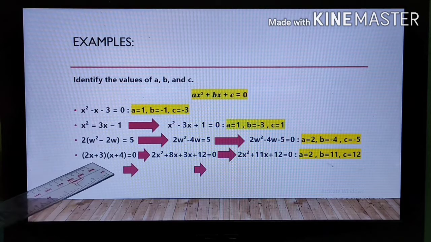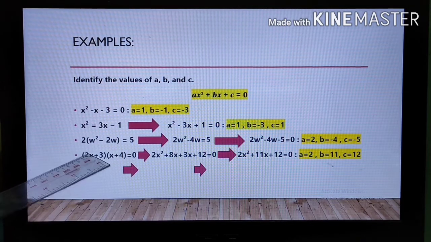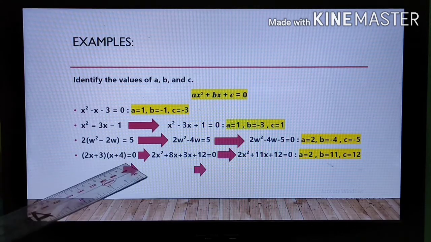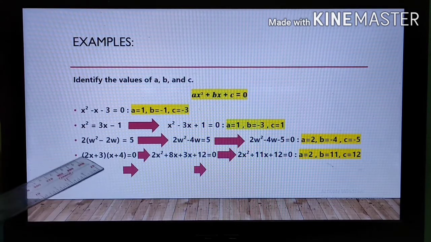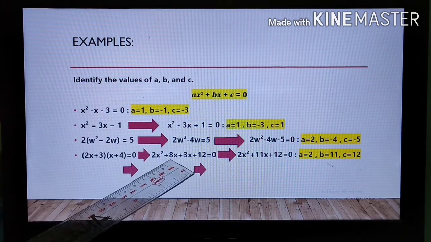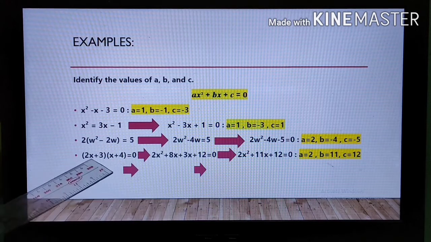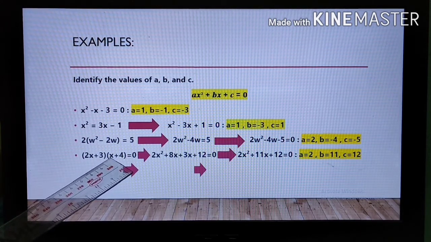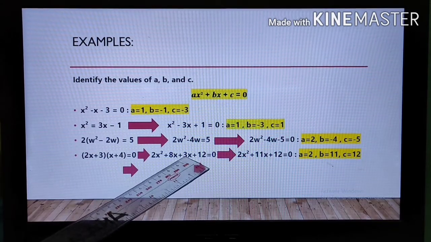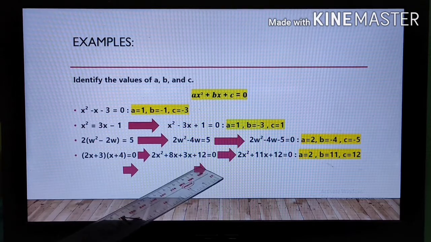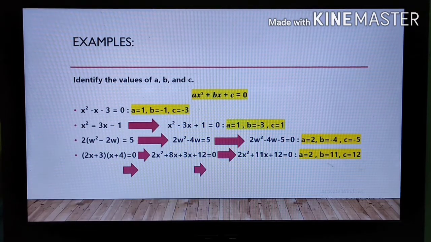Then, copy the coefficient 2, so 2x squared. Then 2x times positive 4, 2 times 4 is 8. So kaya nagiging positive 8. Then copy the variable x. Then next, ito naman, positive 3 times x is positive 3x. 3 times 4 is positive 12 is equal to 0.